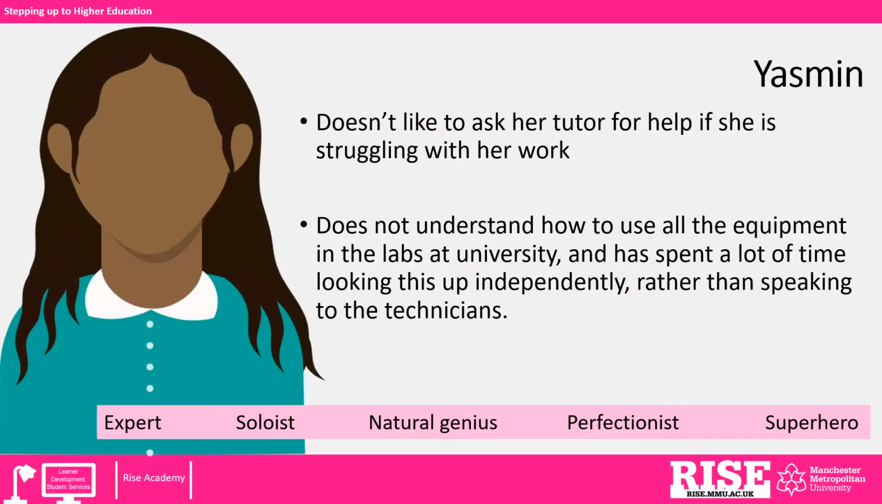Let's start with Yasmin. Yasmin doesn't like to ask her tutor for help if she's struggling with her work. She does not understand how to use all the equipment in the labs at university and has spent a lot of time looking up this independently rather than speaking to the technicians. Do you think that Yasmin is an expert, a soloist, a natural genius, a perfectionist, or a superhero? You can pause whilst you read this slide and press play when you're ready to continue.